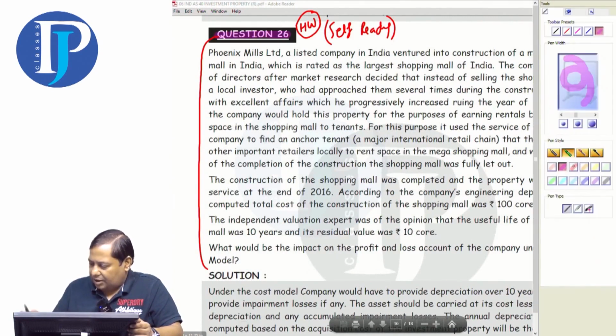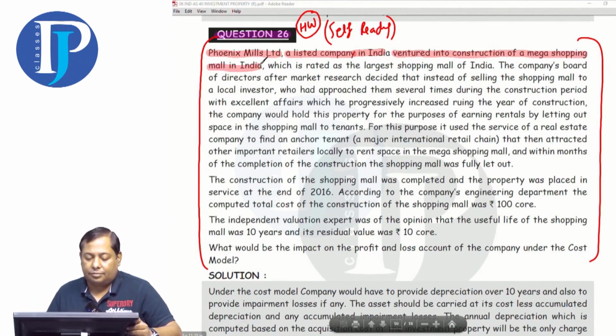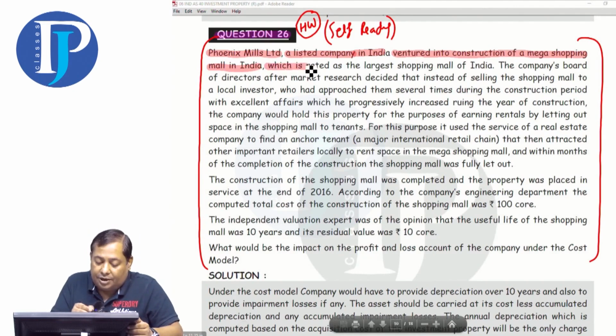I will read the question to you. There's a company listed on a stock exchange that ventured into the construction of a mega shopping mall in India, which is rated as the largest shopping mall in India.